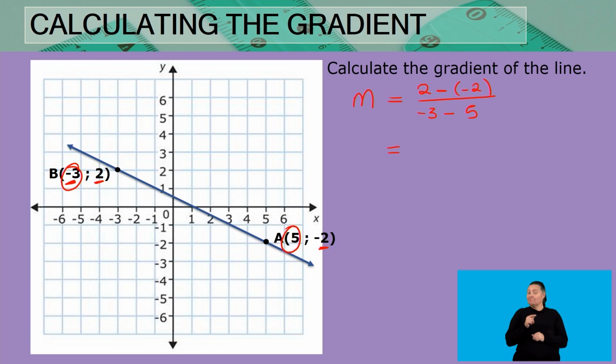Now for the numerator, 2 minus a -2 is +4. And then what is -3 minus 5? That is -8. And our answer here is going to be, what is 4/8? That is going to be -1/2. And as we can see, our gradient is negative. But why is it negative? Because our line is a decreasing line. And that's why our gradient is negative.